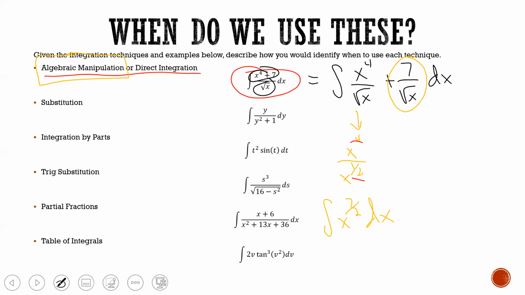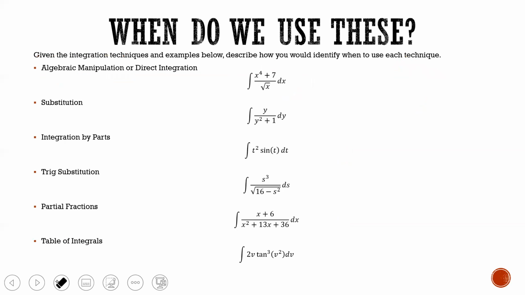So again, when we see algebraic manipulation, that means we could move some stuff around to then help us evaluate the integral. Okay, and we're not going to do those right now. We're just going to identify how we knew to use that.